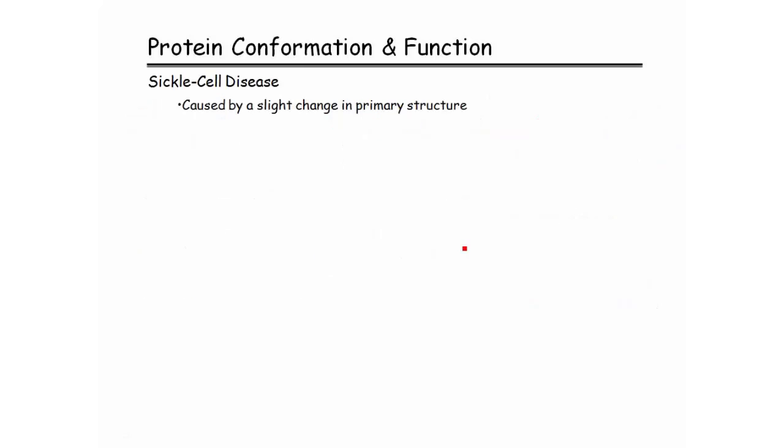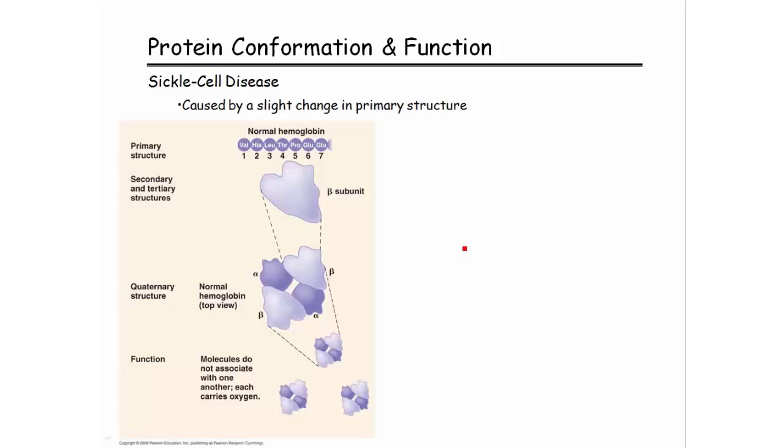If we look at an example of what can happen when proteins do not get folded correctly, sickle cell is a very good example. And we're going to look at sickle cell disease numerous times throughout the semester to illustrate some different principles that we'll be talking about. Sickle cell disease is caused by a slight change in primary structure. So in other words, the correct amino acids are not linked together. In this case, it's one minor change.